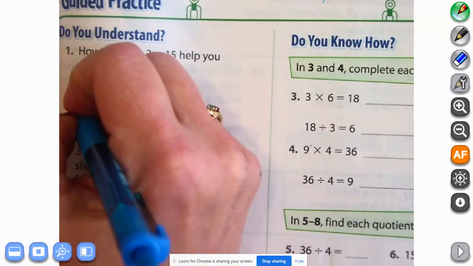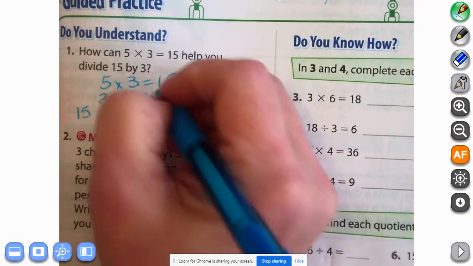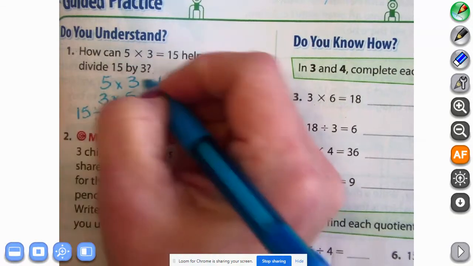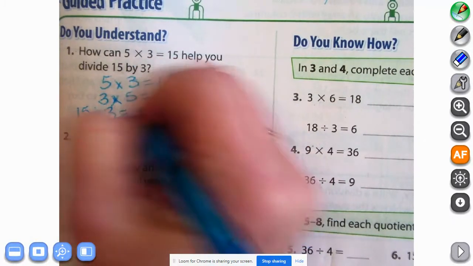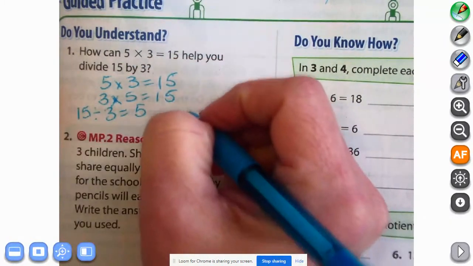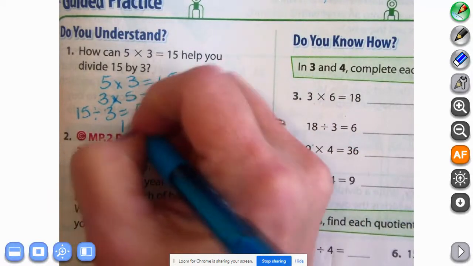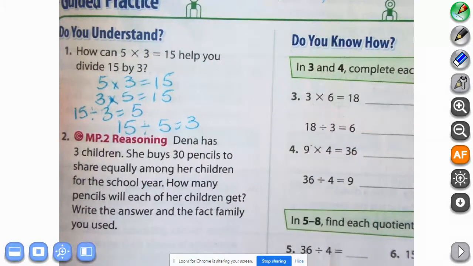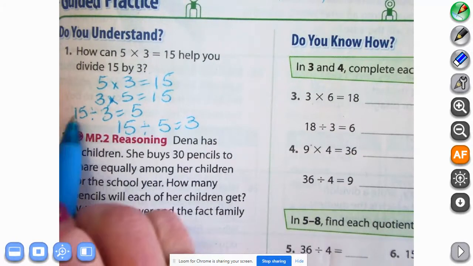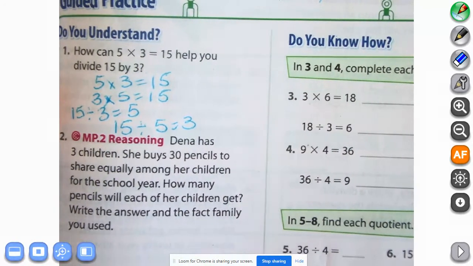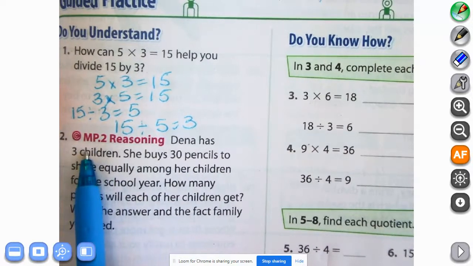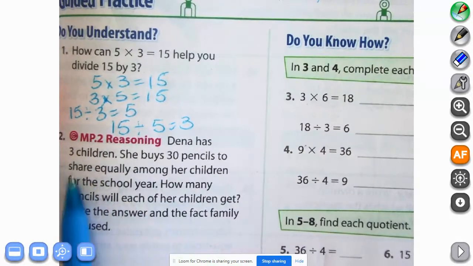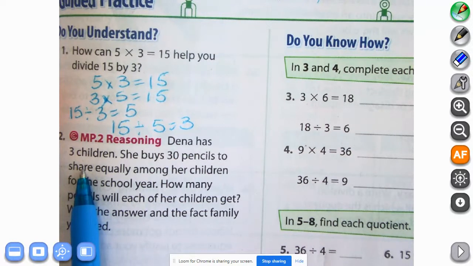All right, we have 15 is the total, divided by 3 equals 5. And 15 divided by 5 equals 3. So we've got our fact family there. This guy should be moved over there. I thought I was going to need more room. All right, make sure you get that written down, please. Pause if you need to.